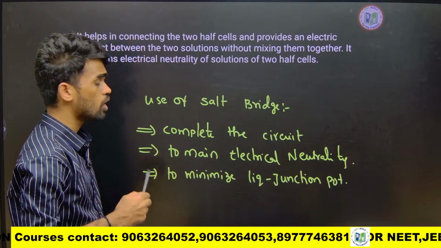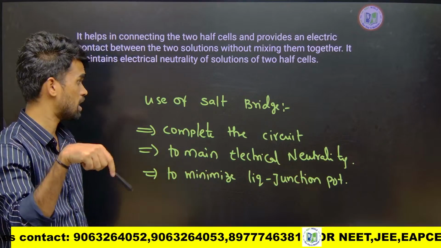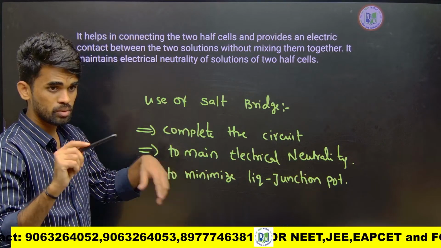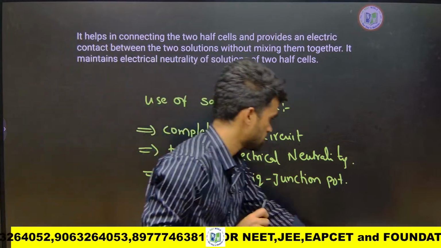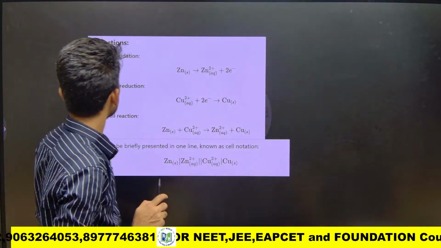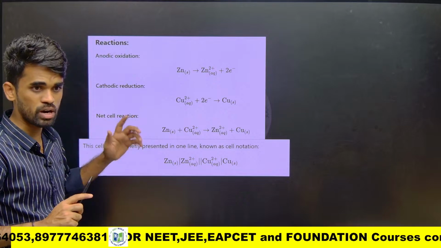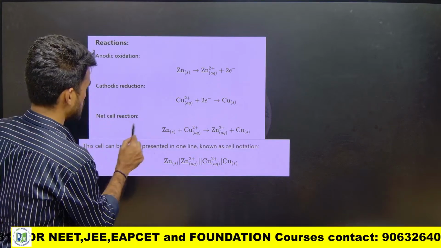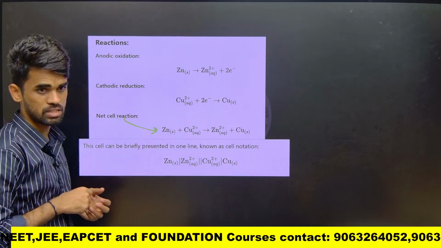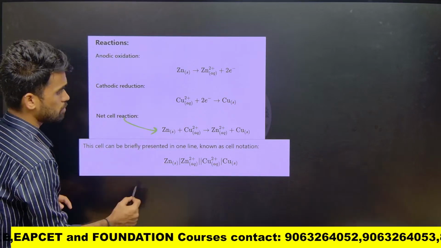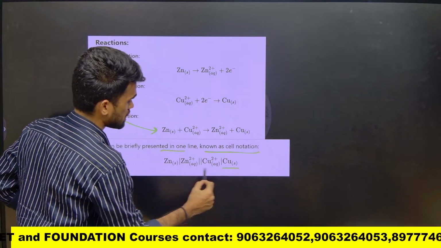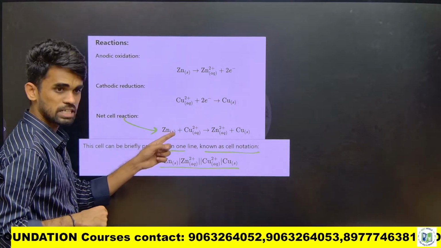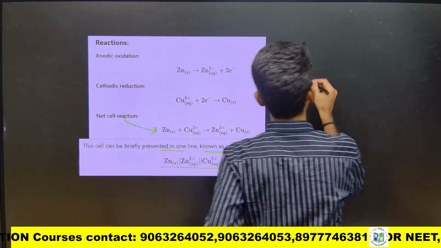Okay, so how to choose the salt electrolyte in the salt bridge? Mobility should be equal for both anion and cation, that's it. So this is the net reaction. This is what we have seen there, right, in anode and cathode. So what is the cell reaction representation? It should be like this. So now this can be represented like this. We can say cell notation. This is the net reaction, and this net reaction should be represented like this.